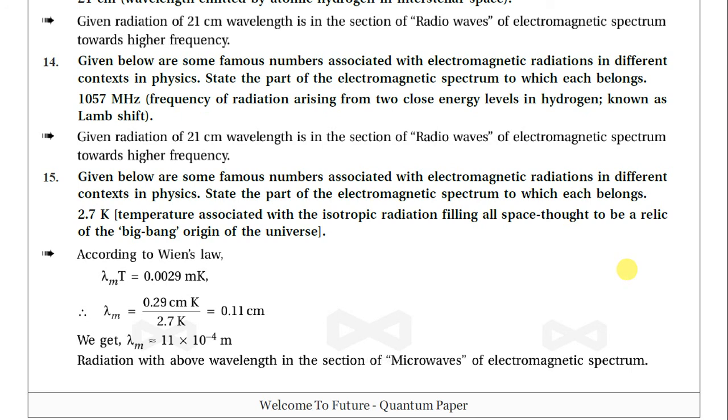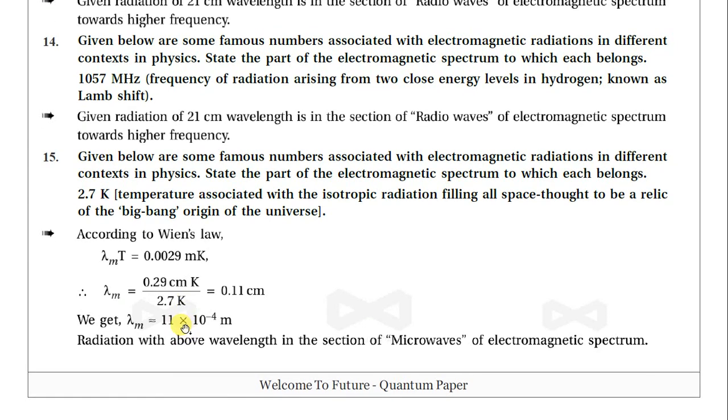equals 0.29 centimeter Kelvin. So lambda m equals 0.29 centimeter Kelvin divided by 2.7 K. We will get 0.11 centimeters, so lambda is equal to 11 into 10 raised to minus 4 meters. So radiation with the above wavelength belongs to the microwave section of the electromagnetic spectrum.